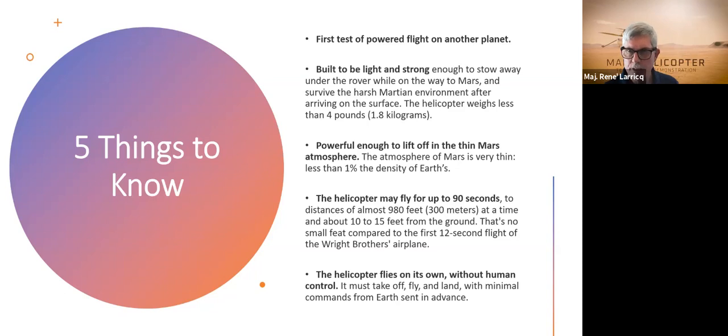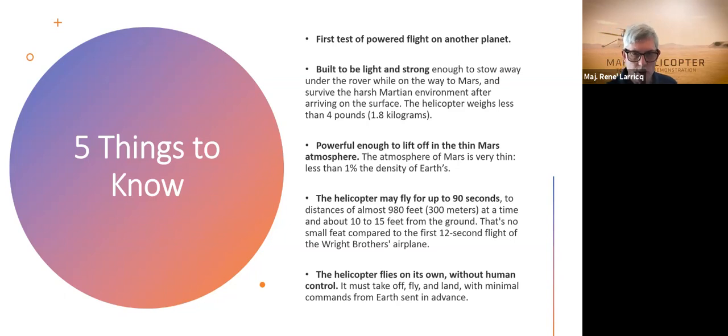But 10, 15 feet in the air. They're going to be very cautious this first time because they don't want to have an accident the first time they fly it. So they're going to be very conservative. But remember that the Wright brothers airplane only flew 12 seconds on its first flight. So they're going to go eight times longer than the Wright brothers on their first flight.